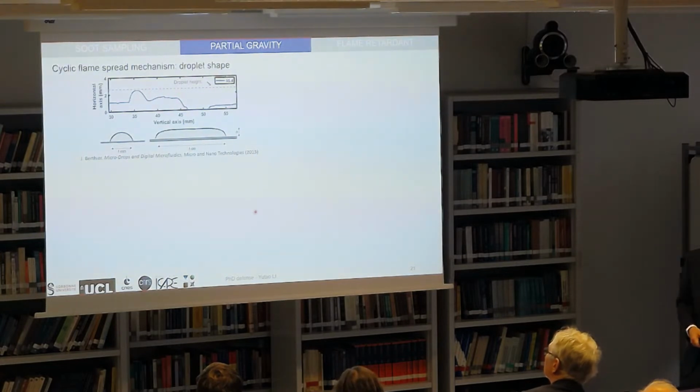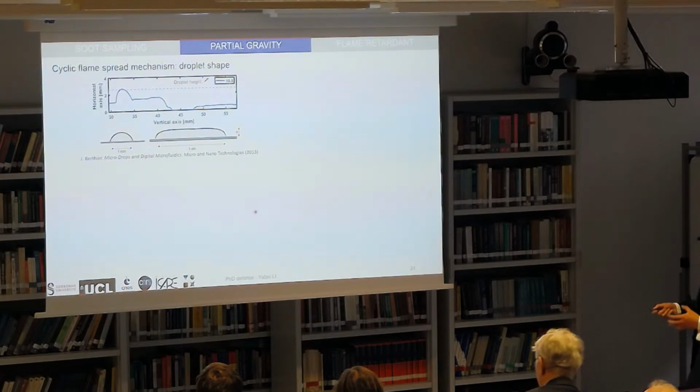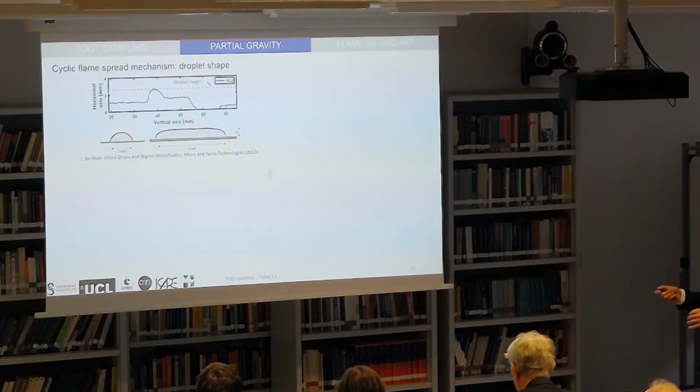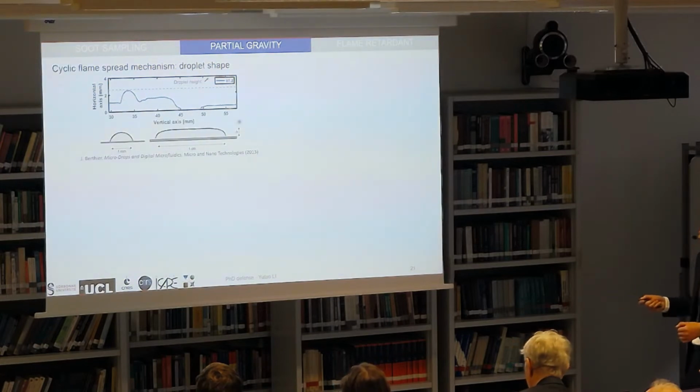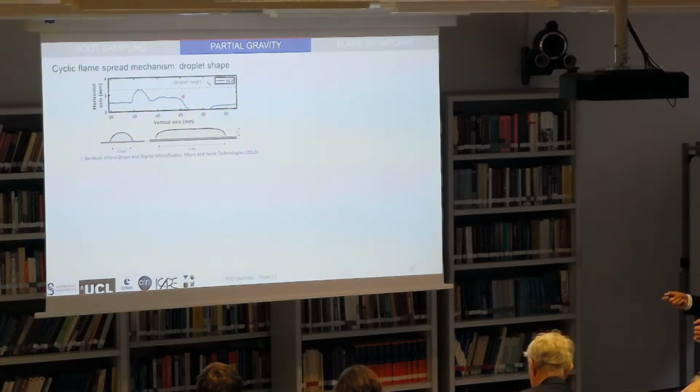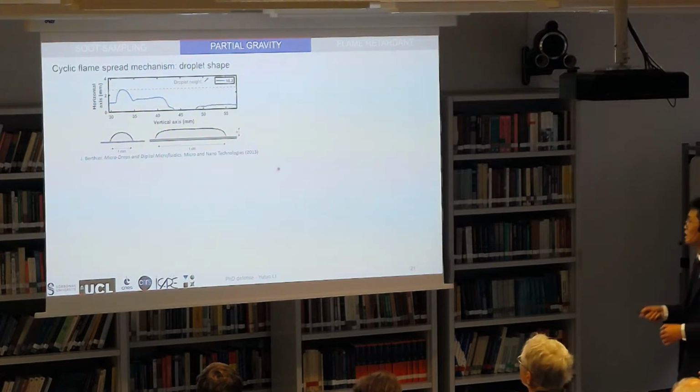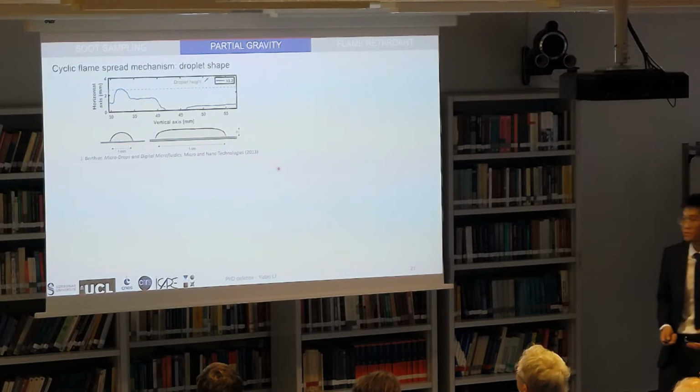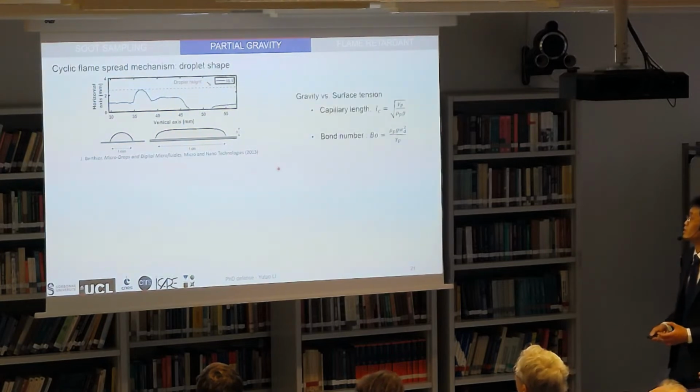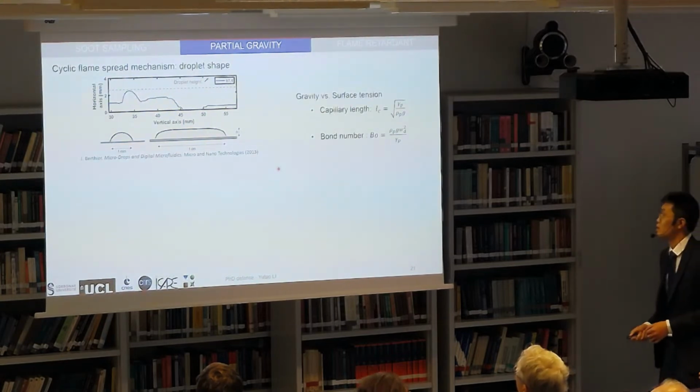As the flame spread can be drawn by the droplet, in this cycle its shape is shown here, and the droplet slides from the right to the left side, and the height of the droplet decreases at the beginning, and then it increases. The change of the droplet shape can be related to the gravity and the surface tension.